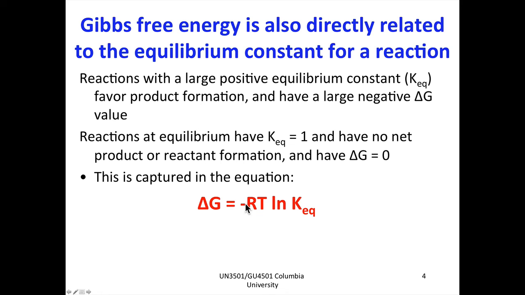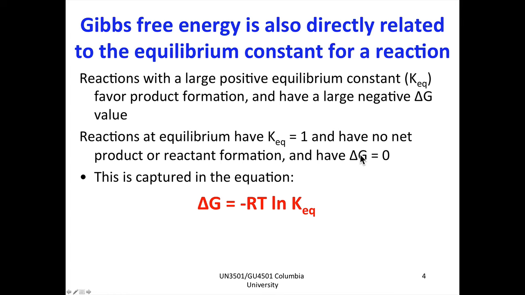And because there's a negative sign here, if we have a large positive equilibrium constant, we'll take the natural log of that, and we're going to still have a positive number, and then multiplied by negative RT, that's going to give us a negative delta G. So a large positive number here is going to give us a negative delta G, just the way it makes sense intuitively. Now we can test this case we just discussed.